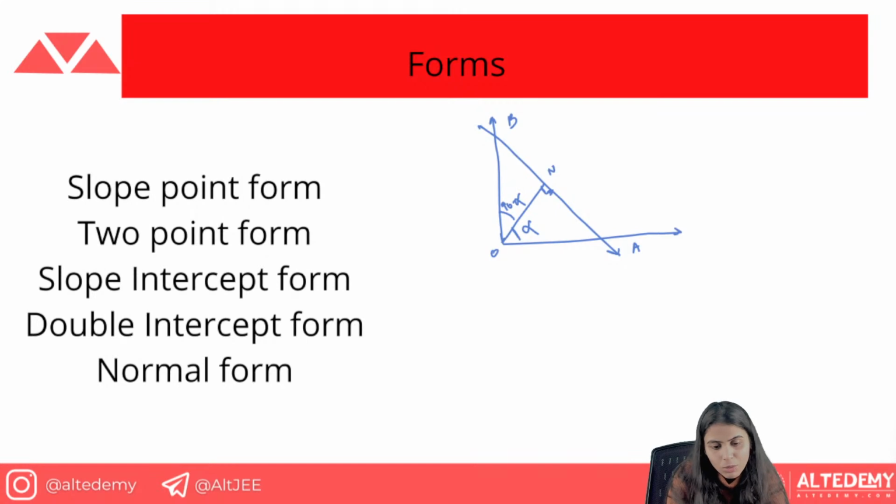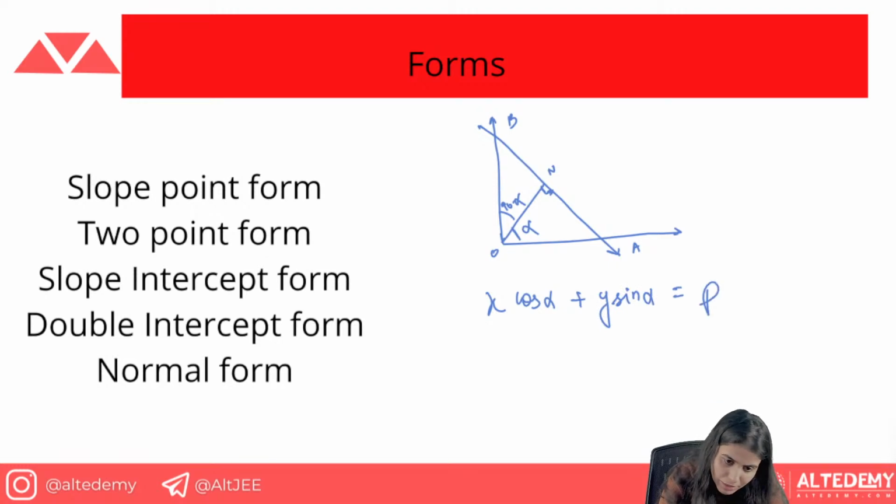So how is this normal form written? You can write it as x cos alpha plus y sin alpha is equal to p. What is p? p is basically the length of this.